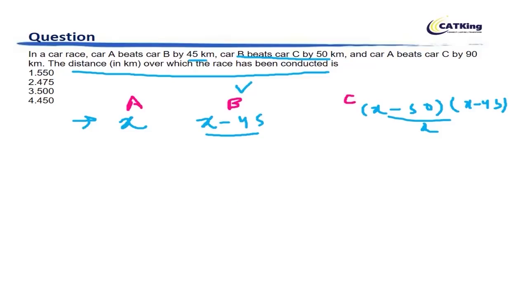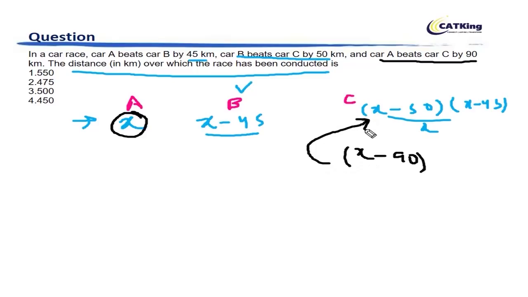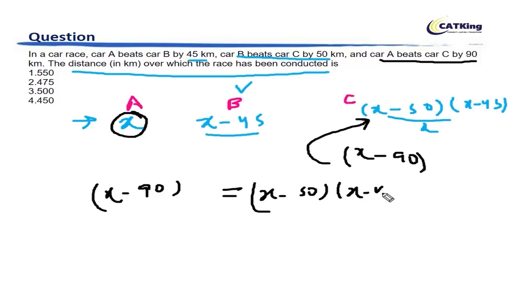Now let's see what else is given. Now car A beats car C by 90. So basically when car A travels x, car C should travel x minus 90. So x minus 90 should be equal to this. So therefore now we equate x minus 90 is equal to x minus 50 into x minus 45 divided by x. Sorry, we have x in the denominator. So x will move to the left hand side. So this will become x into x minus 90.